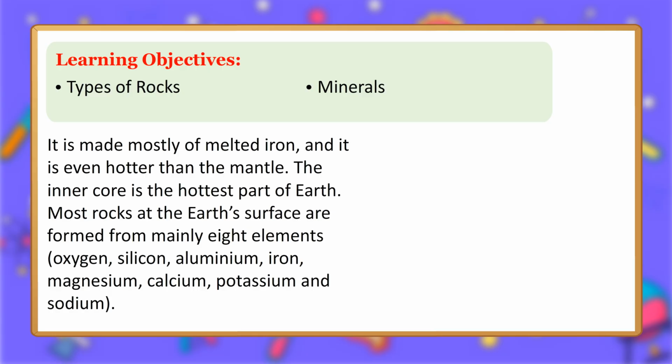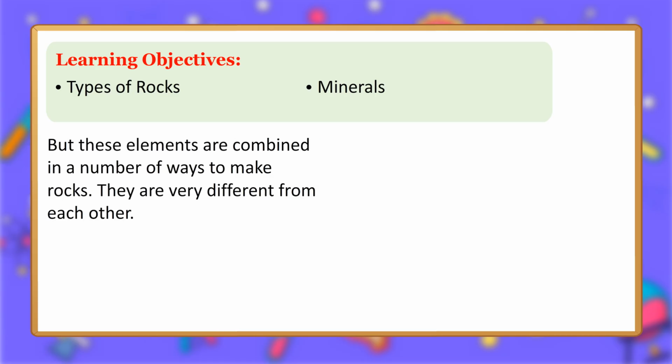Most rocks at the Earth's surface are formed from mainly 8 elements: oxygen, silicon, aluminium, iron, magnesium, calcium, potassium and sodium. But these elements are combined in a number of ways to make rocks. They are very different from each other.